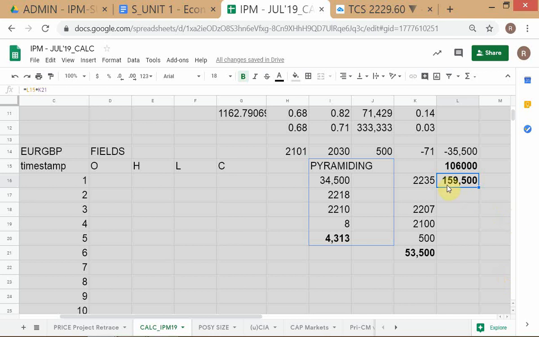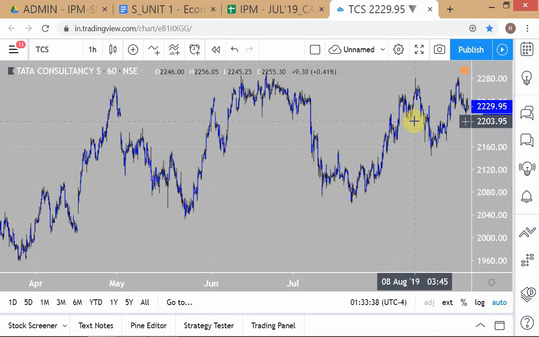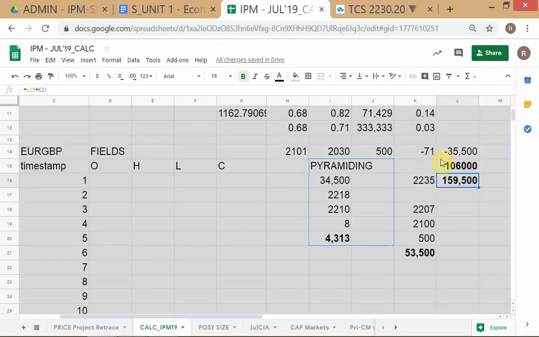Because if I risk 159,000 against this new stop, my actual net loss will still be only 106,000. When I'm deciding the size of the new position, if I assume I can afford to lose 159,000 on it, and I put on the new position in that manner, then I will lose 159,000 on the new position, but on the old position I'll make 53,500. Yes or no?